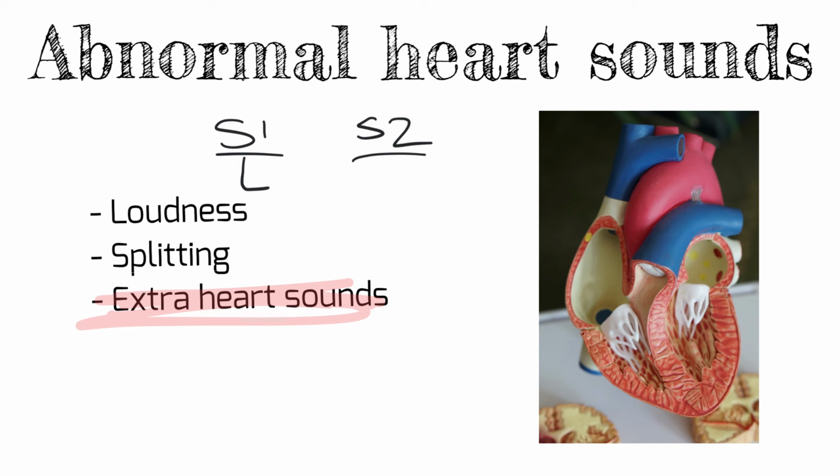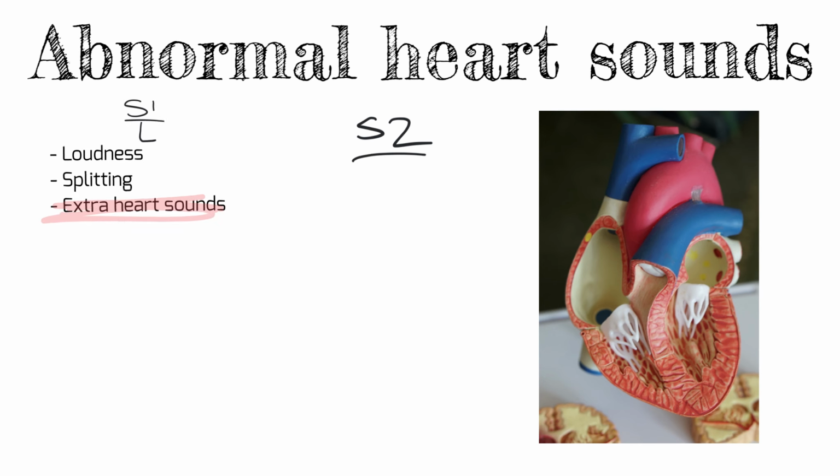And then you have S2, which is the start of diastole because you have the closure of the aortic and the pulmonary valves, and that's what you have as S2. So you have S1 and you have S2. But you can have what we call extra heart sounds, and you have two main types of extra heart sounds, S3 and S4. So S1 and S2 are normal, but S3 and S4 are abnormal.